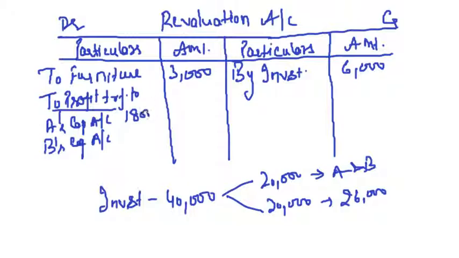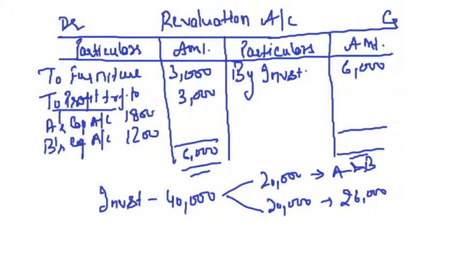In old ratio, the total profit is 3,000. Sorry, this will be 1,800 and 1,200. Clear? So this is our revaluation account. Now, we need to prepare the partners' capital accounts also. Right?